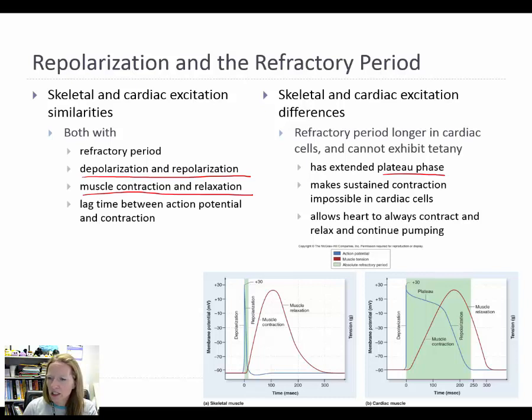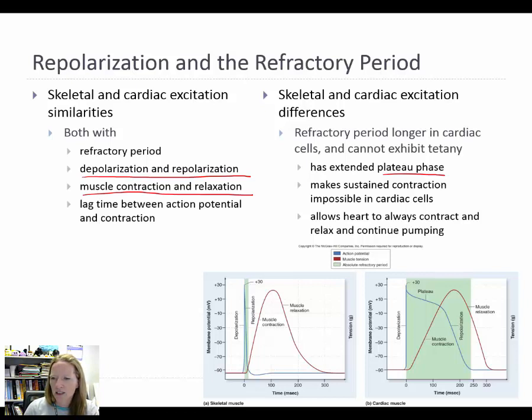Let's go ahead and take a look down here at these pictures. The blue lines represent the action potential, and the red line is going to show the muscle tension. So when depolarization occurs, that is eventually going to cause muscle contraction. You have this lag time because of all of the stuff that's happening in between, where the calcium has to rush out of the sarcoplasmic reticulum and then bind to the troponin. So that's why you have that nice little lag time.